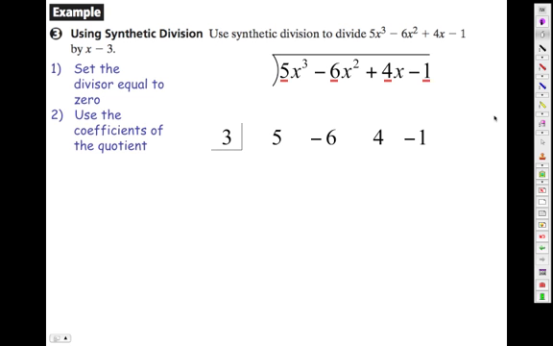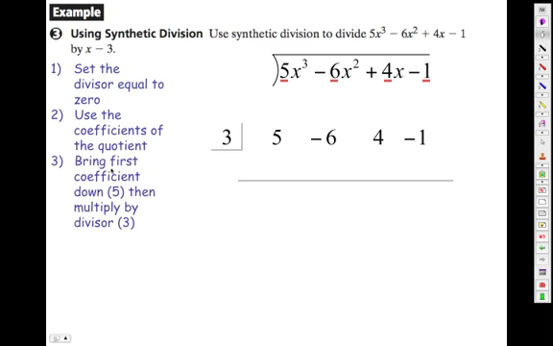This is the best part right here. All you're dealing with is the opposite, pretty much, of the divisor, and then you take the coefficients of the quotient. Then we draw a little line, and bring the first coefficient down, which is 5. Then I multiply by my divisor, this 3. I take the 3, multiply by the 5, and put that number right up top here, which is 15.